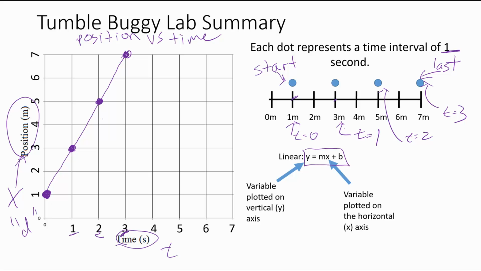And usually in physics, we use a lowercase t for time. Capital T is reserved for period. That's another way of measuring time that we'll talk about in the future. Okay, and let's look at m and b.